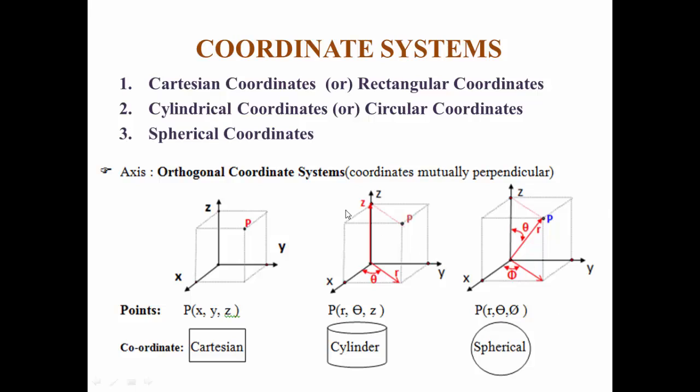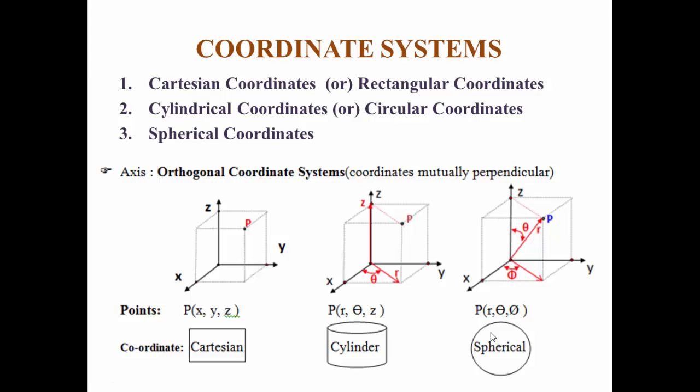Just view these figures, we can easily understand the structure of the different coordinates. For the Cartesian, the best example is a rectangular object. For the cylindrical coordinate, the example is a cylinder. For the spherical coordinate, the example is a sphere or ball.